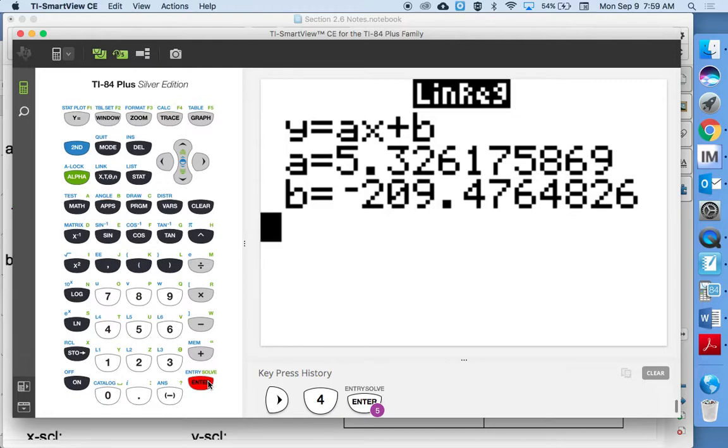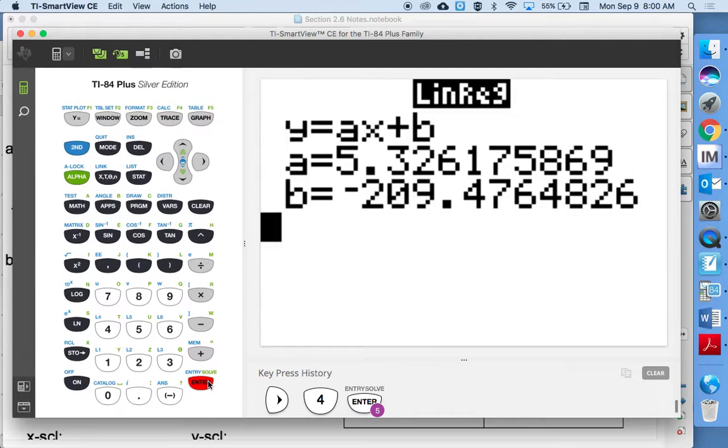So my slope is 5.33. 5.326 rounds up. That gets the x. The y-intercept is negative, so let's place a minus there. 209.48. And now we have an equation for our line. So y equals 5.33x minus 209.48. Questions? Again, we should all have the same equation. We use the same set of points.